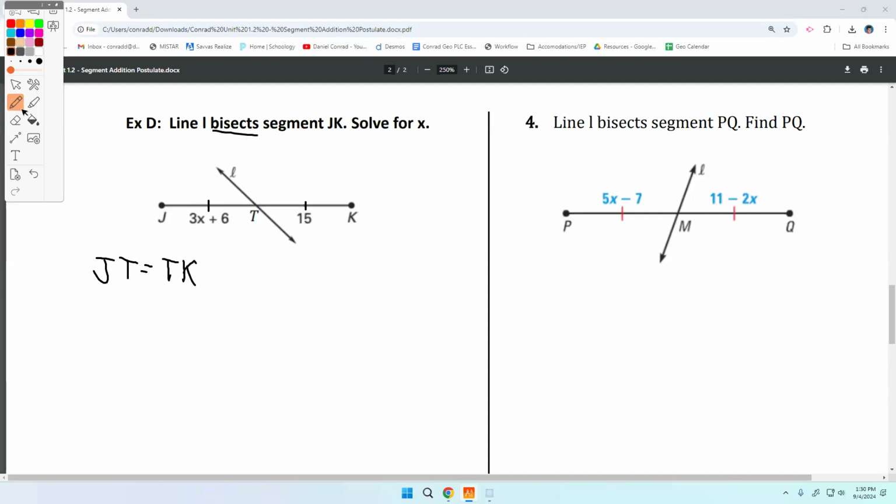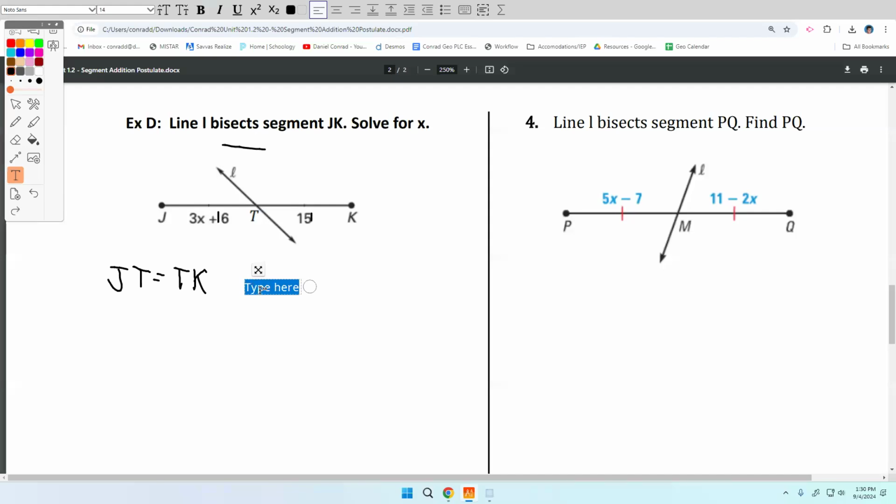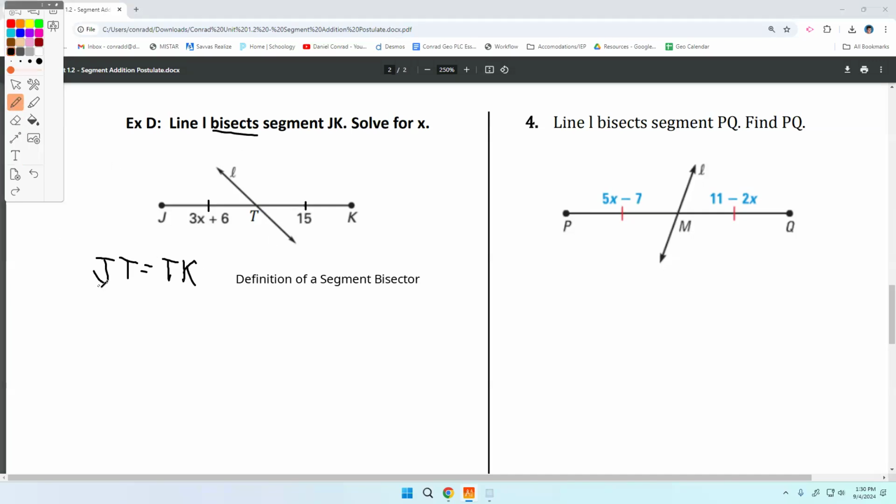The reason we can say that, the mathematical reason we can say that, is because that's what a bisector is. We have a segment bisector. So I'm going to say definition of a segment bisector. That's what a segment bisector does. It splits evenly in half. Okay, so then I can say 3x plus 6 equals 15. In order to solve for x, we need to subtract 6 on both sides. So I get 3x equals 9. I divide by 3 on both sides. I get x equals 3.